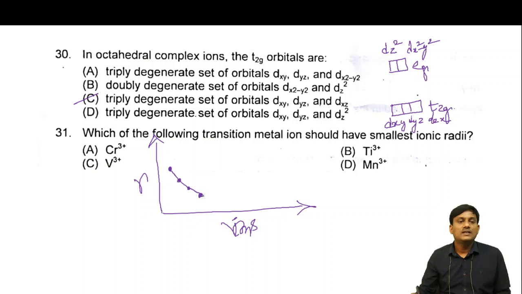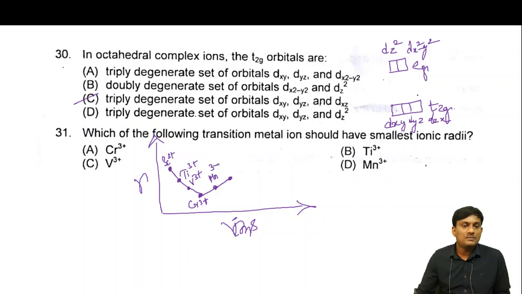After that there is an anomalous behavior, an increase in ionic radius. This is scandium 3+, this is titanium 3+, this one is vanadium 3+. Chromium 3+ has the smallest ionic radius, and after that there is an increase: Mn 3+ and Fe 3+. What is the reason?